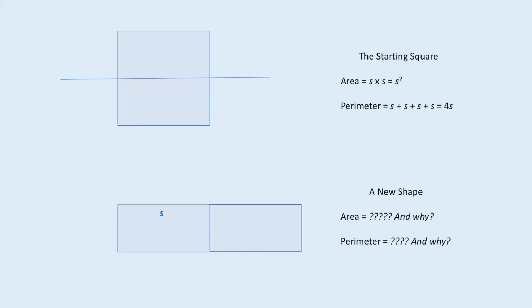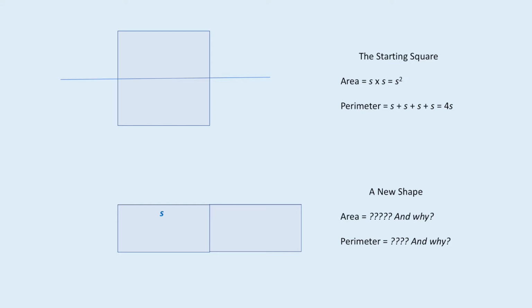You can see that you're making a new longer rectangle with this rearrangement, and now you can ask yourself, what's the area of this new rectangle, and what's the perimeter of this new rectangle? And as you ask yourself these questions, also reflect on how you justify your responses.